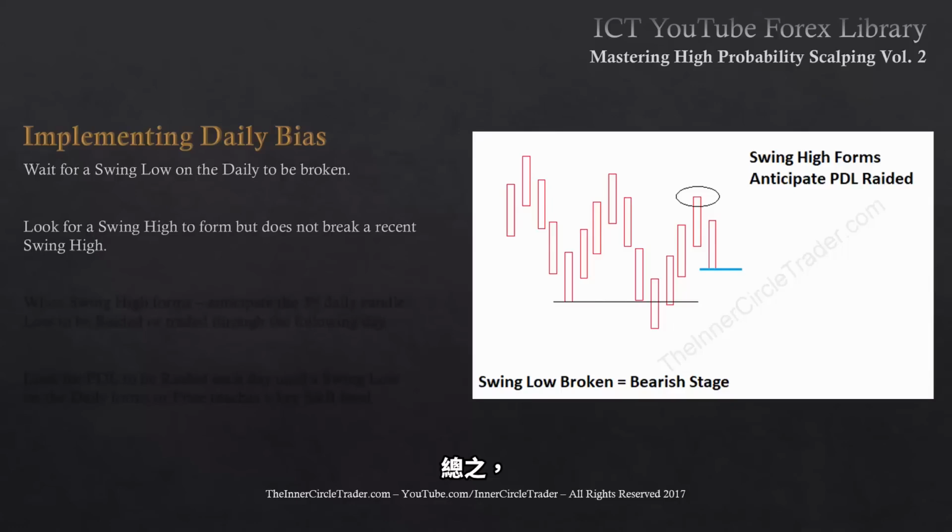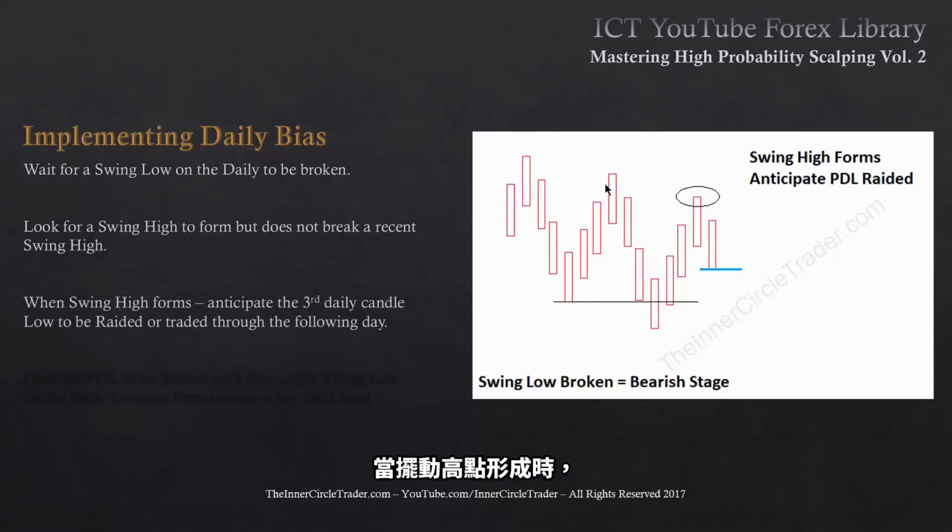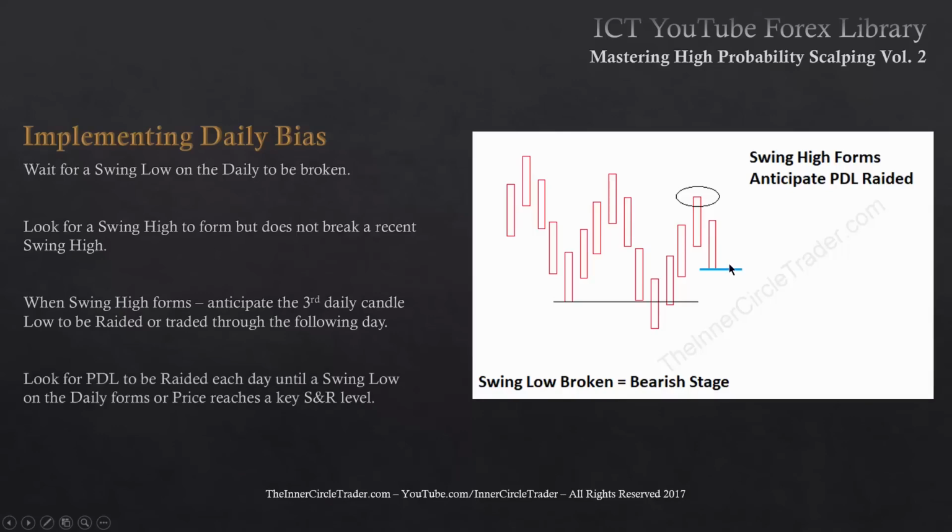So again, in summary, we're looking for a swing low to form on the daily chart, and then for it to be broken. Then we're looking for a swing high to form, but that does not break a recent swing high. So here's our swing high, but it doesn't come back to clear or break a previous swing high. When the swing high forms, we anticipate the third daily candle in the swing high right here. We look for its low to be raided or traded through the following day. And we look for the previous day's low to be raided each day until a new swing low on the daily forms or price reaches a key support or resistance level.